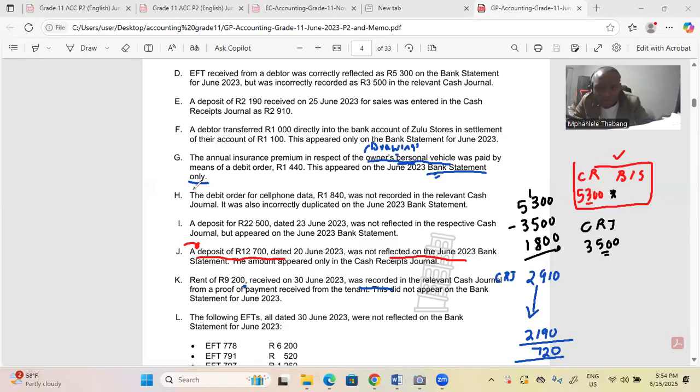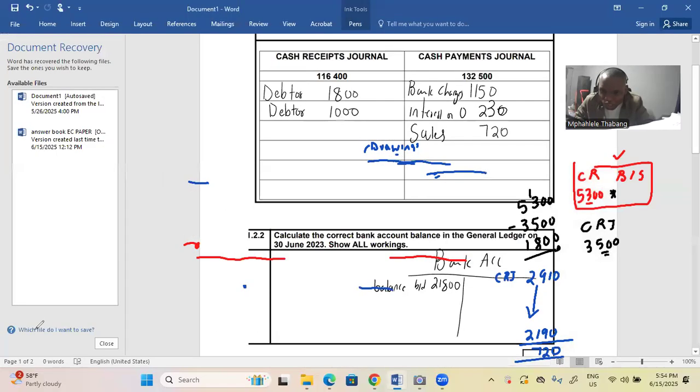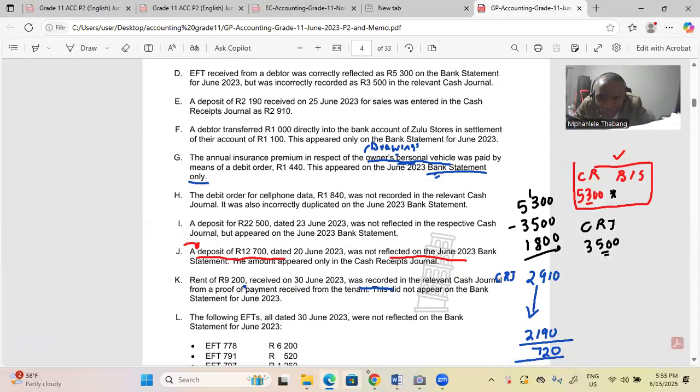The business made a payment of how much? Of 1,440. I have to update my cash payments journal with 1,440. To me, it's a drawing. Cash payment journal, it's a drawing. 1,440. Did I record it well? Yeah, 1,440.